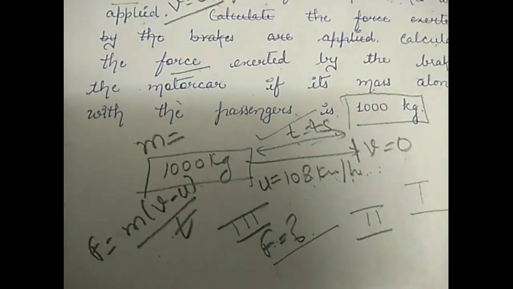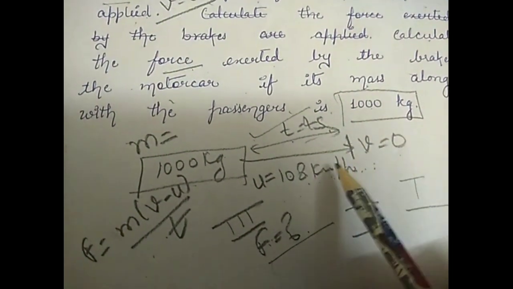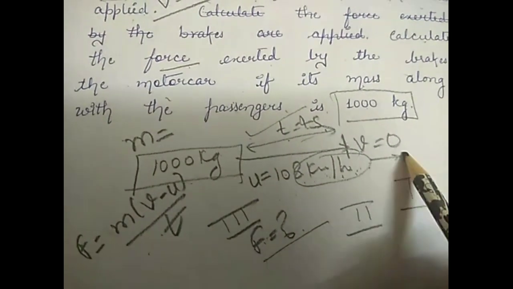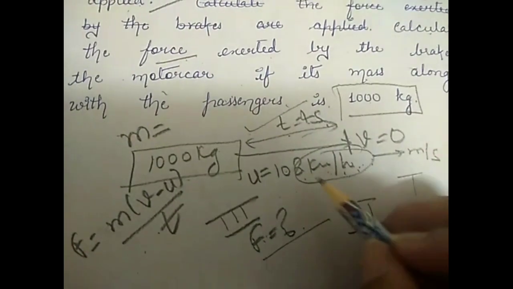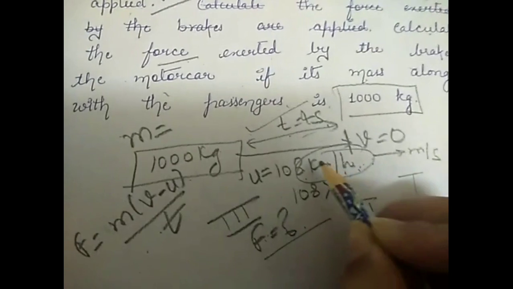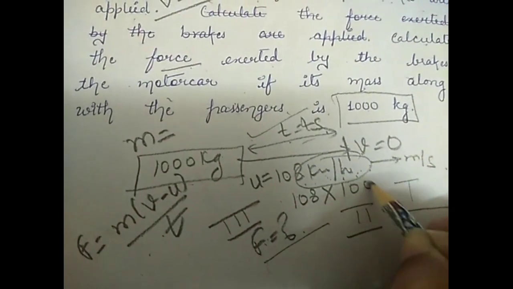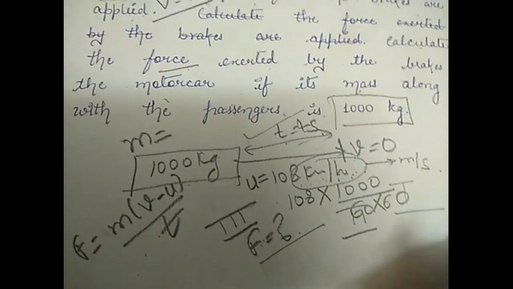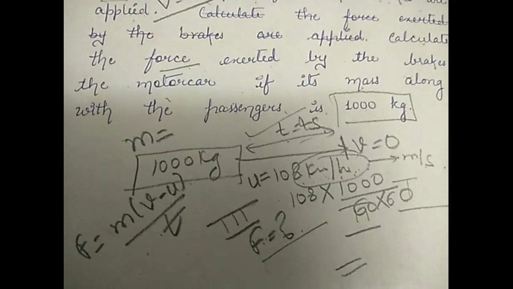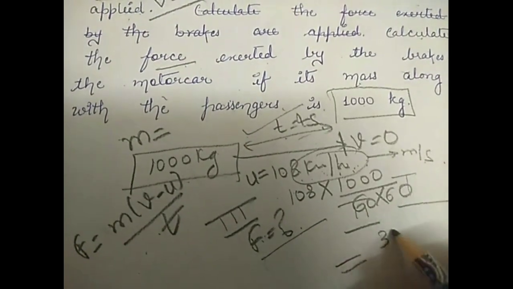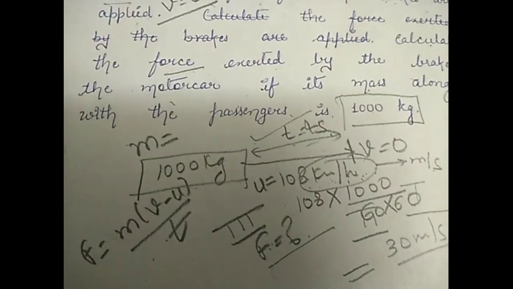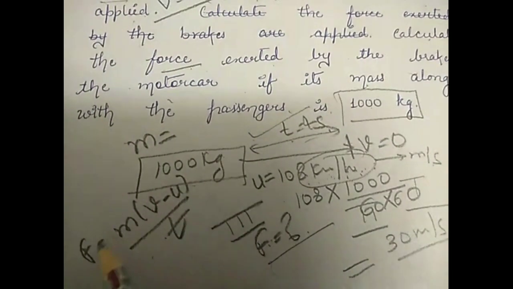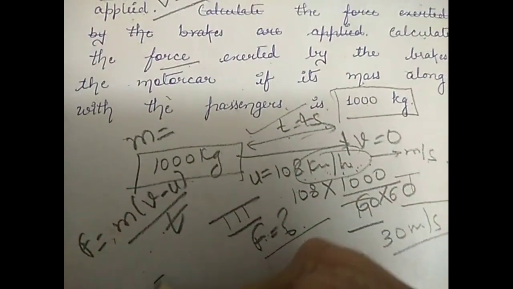Alright. So, first, what we need to do? We need to convert this unit to meter per second. How we will convert? We will convert like this. 108 kilometer into meter will be 1000, and hour into second will be 60 multiplied by 60. So, what we will get? Calculate it fast. We will get 30 meter per second. Okay. So, this is the Newton's second law of motion. M is 1000.